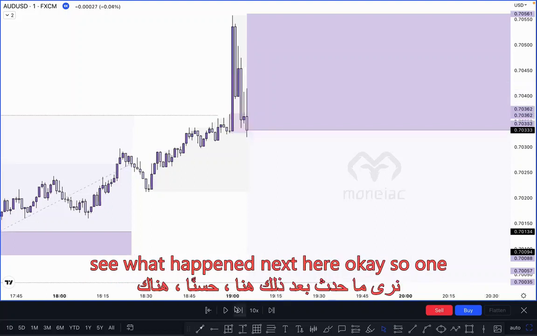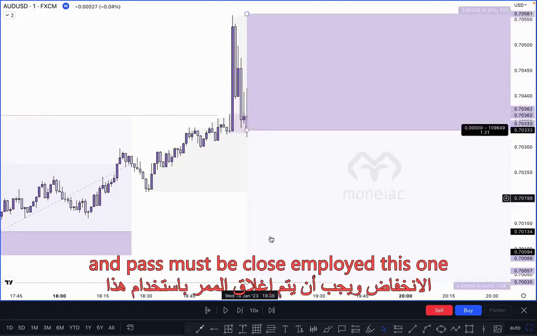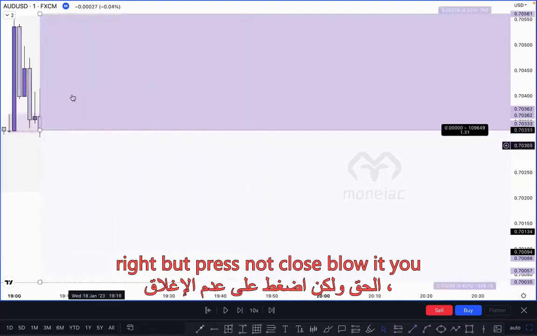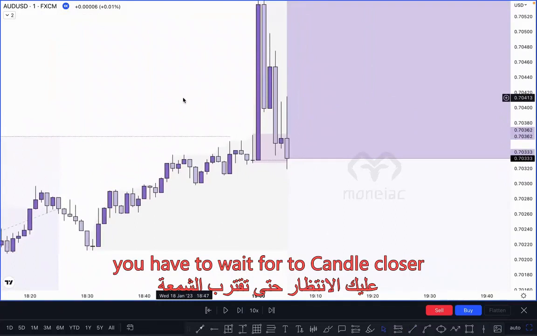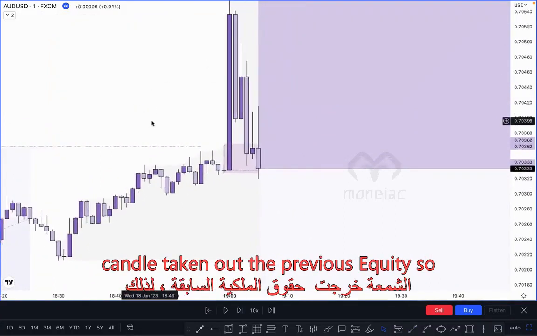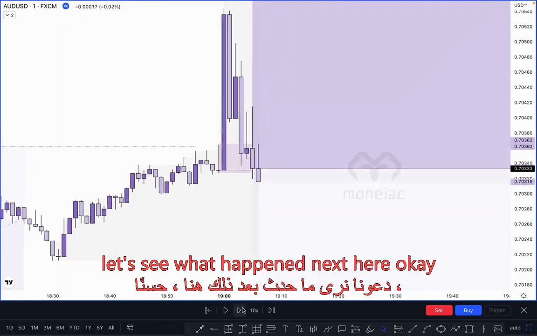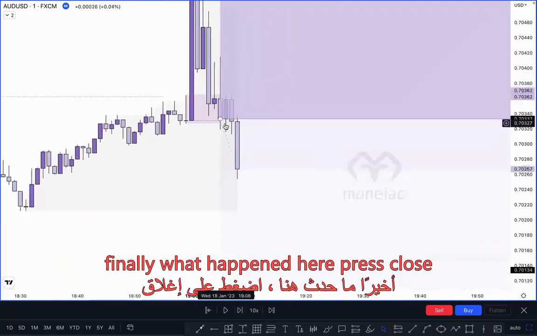One more thing I want to mention here: this one is our last buying candle before this drop, and price must close below it, right? But price did not close below it, you can see here. So you have to wait for the candle to close before selling, because this candle took out the previous liquidity. Let's see what happened next. Okay, there is no confirmation yet. Okay, finally price closed below it.